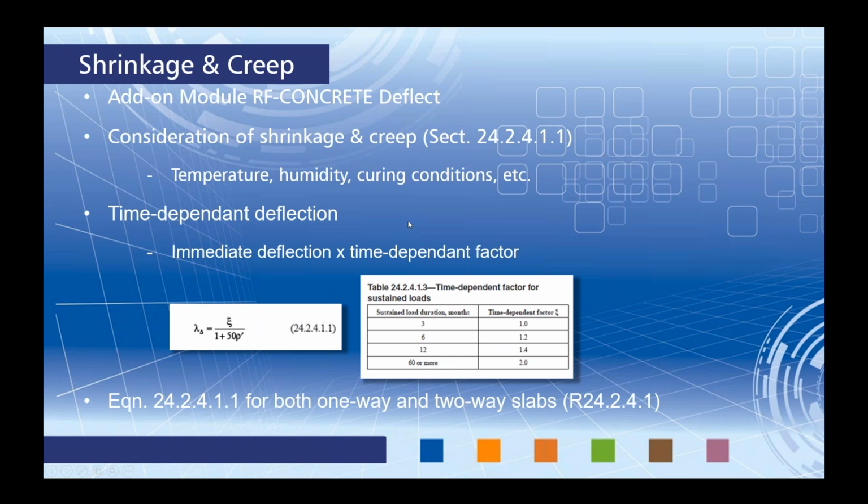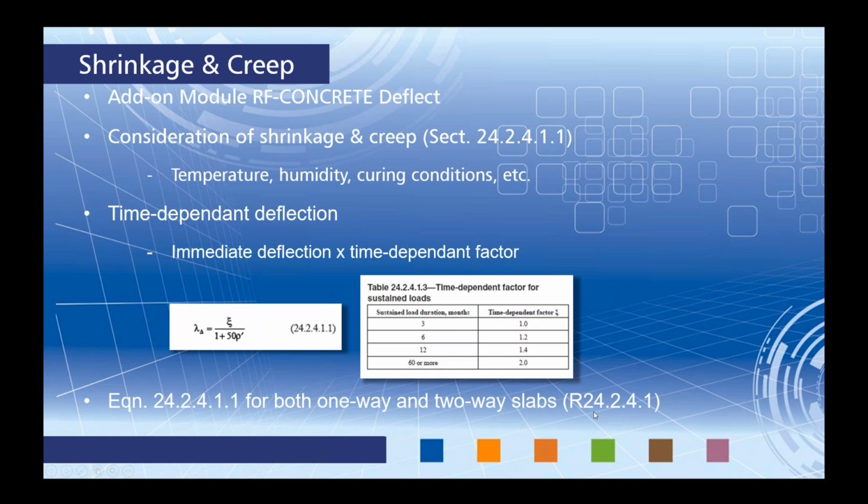So you saw in RFEM, in RF-CONCRETE Surfaces, that we have an option to consider the load duration. Right now the default is set at 60 months. So this will use a time-dependent factor of 2.0. This time-dependent factor is multiplied by our immediate deflection. Immediate deflection is easy enough to pull from RFEM, but in order to consider creep and shrinkage, we want to consider this time-dependent factor. You can certainly put in any type of load duration in months as you'd like, and the program will calculate the appropriate time-dependent factor. And then we will use equation 24.2.4.1.1 from the code to apply this time-dependent factor.